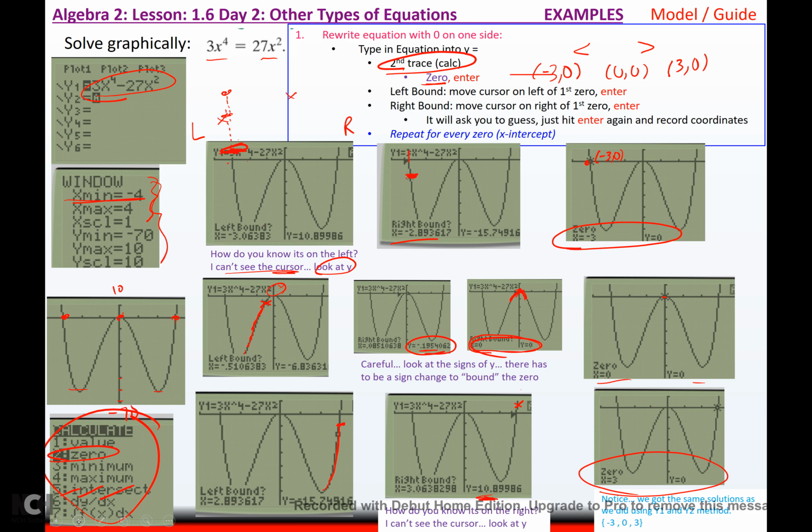Alright. Oh, and by the way, when they ask for answers, you can answer with ordered pairs. It's not wrong, but generally you just list the x-coordinates of the x-intercepts.